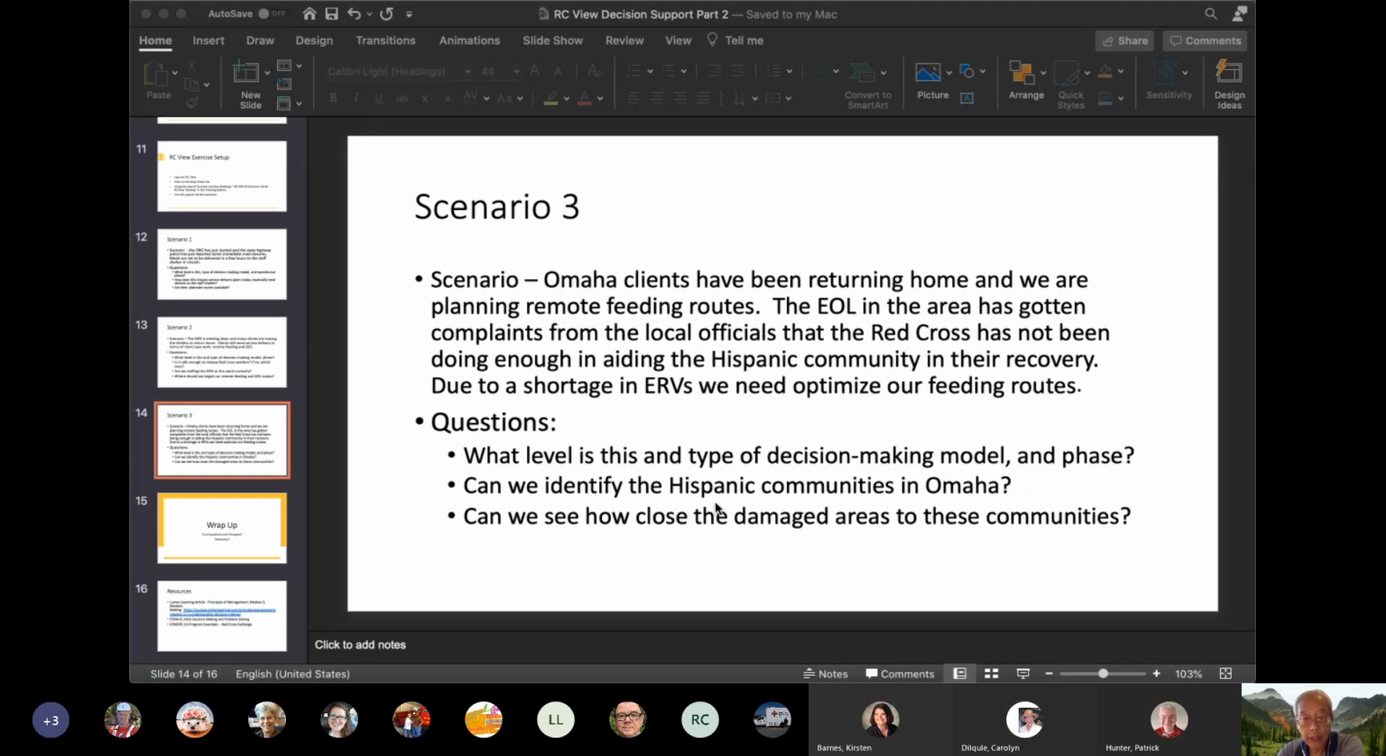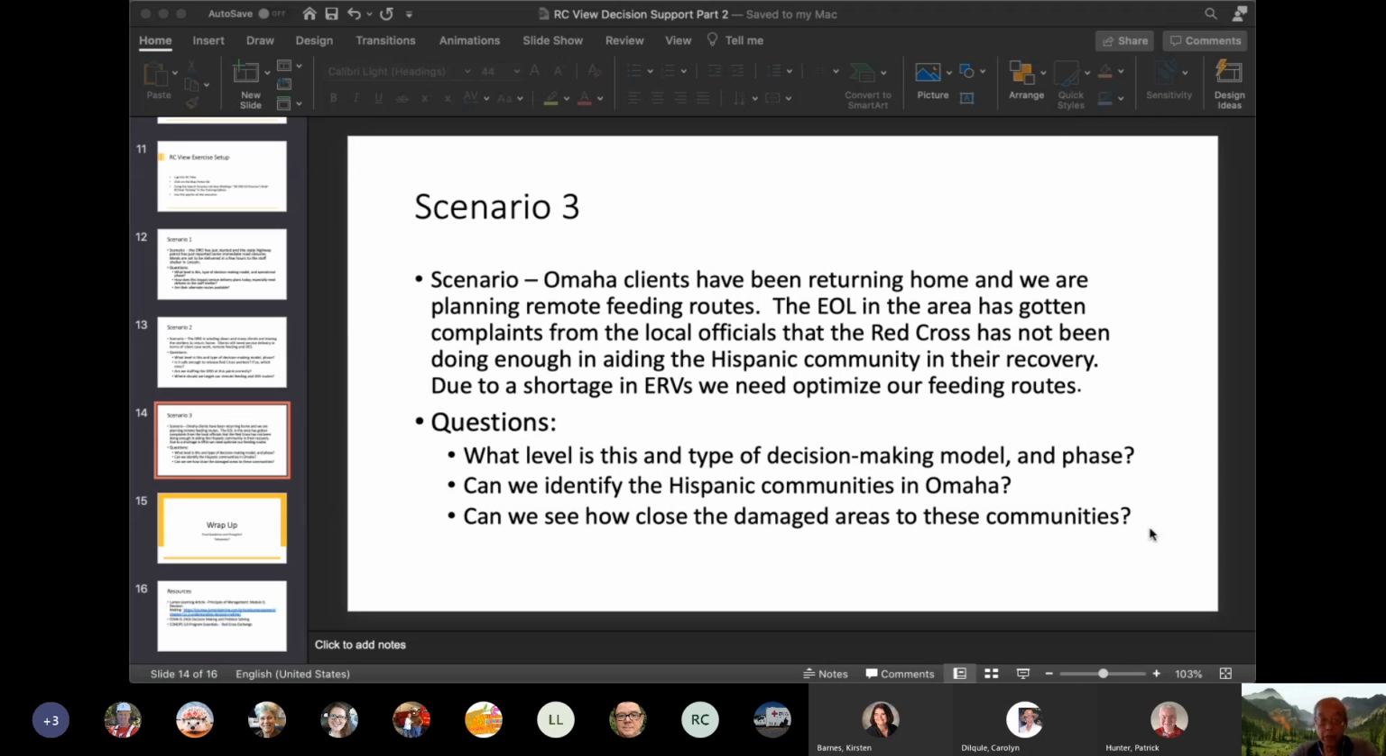Can we identify the Hispanic communities in Omaha? We did that by using the demographic layer, like the Census Bureau data, which shows the percent of Hispanics within a census block. So it showed us the density of that target community. And can we see how close the damage areas were to these communities? We saw that by going to the DA tab.